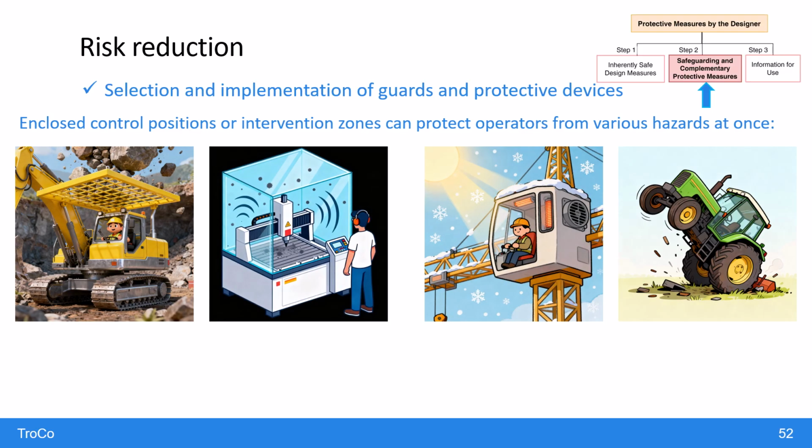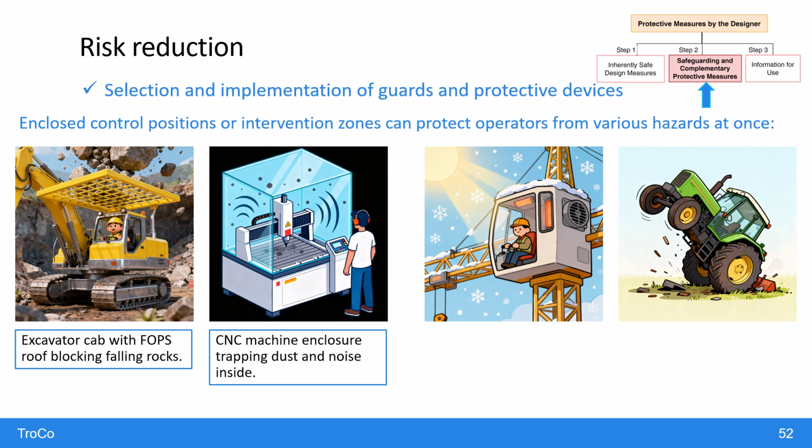Here are examples of enclosures for control positions and intervention zones, protecting operators from multiple hazards at once. First example, falling or ejected objects. A mining excavator cab with a heavy-duty steel roof grid shields the operator from falling rocks, while the operator sits safely inside. Second example, emissions.